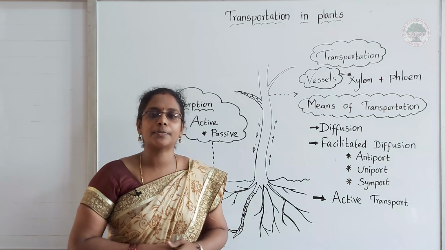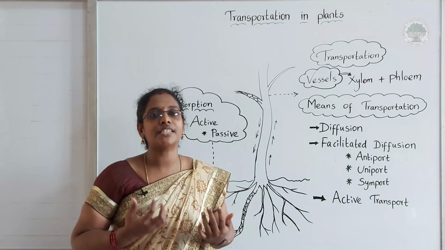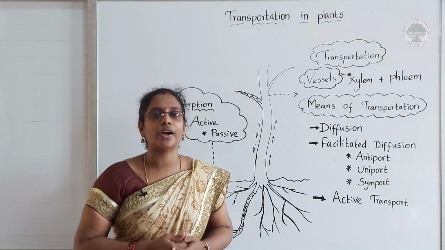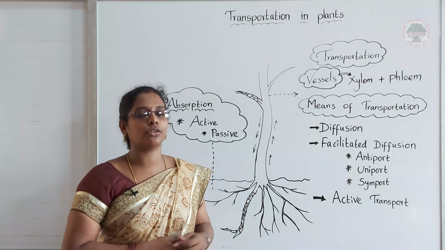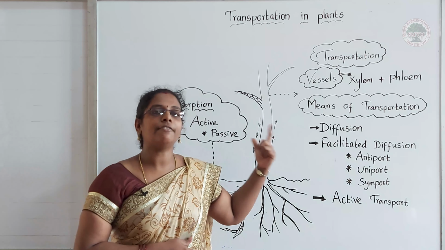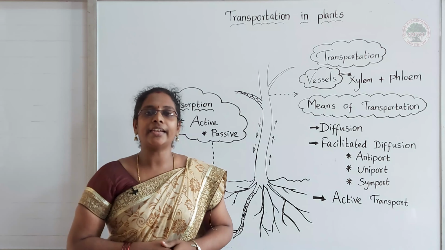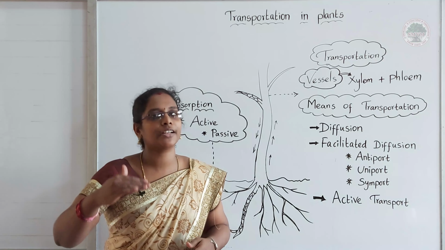Okay, we know about our transportation system. Which is our transportation system? It is our circulatory system. In the same way that the blood vessels of our body work, here also there are two different vessels, that is xylem and phloem. So this transportation occurs in three different steps.